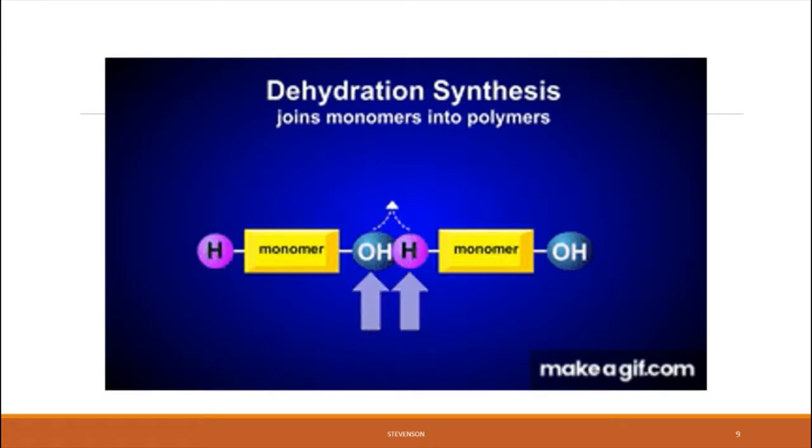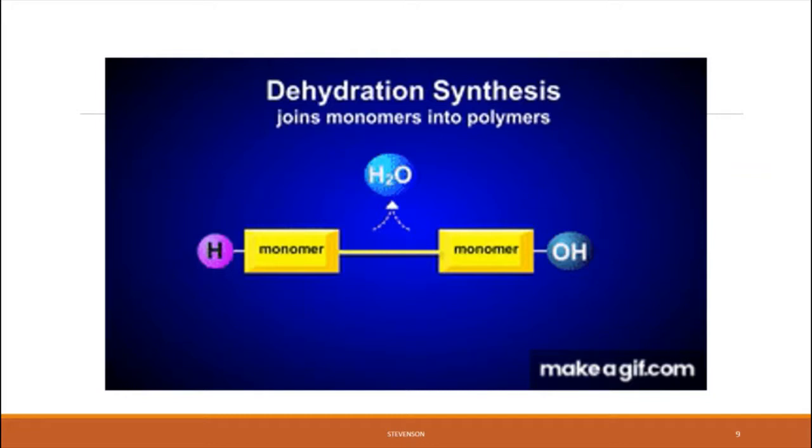So let's think about when this sort of reaction might happen in our own bodies. Let's say you've just had a workout and your body is working to build muscle tissue. It will take the individual monomers, the building blocks of proteins, and put them together to make the sorts of proteins that are necessary to build muscle tissues.